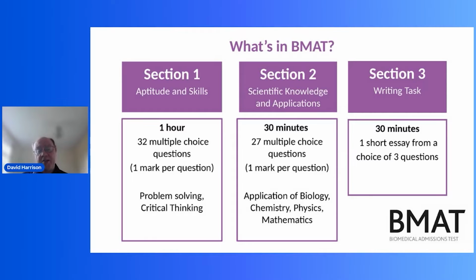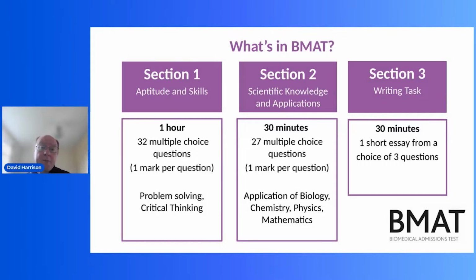So you'll sit section 1, the aptitude and skills or thinking skills paper, and then you will move on to section 2, scientific knowledge and applications, and then you will move on to section 3, the writing task. So you don't get all 3 papers in front of you at once. You go through them one after the other.